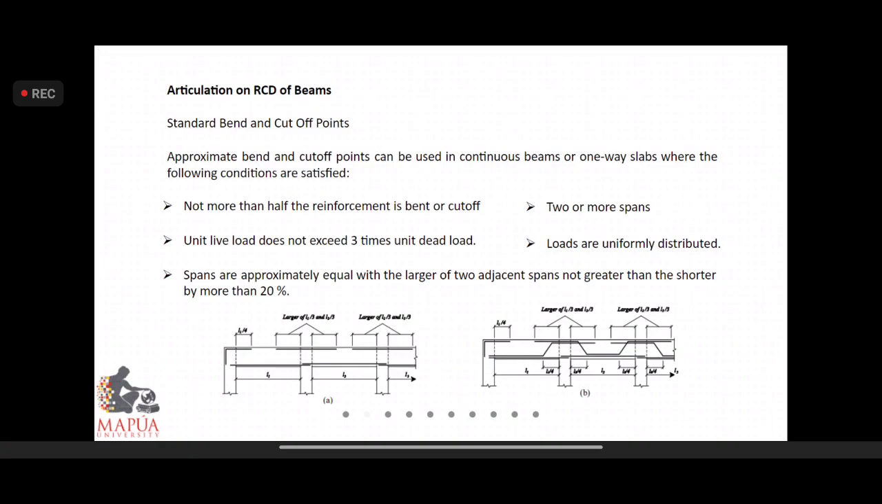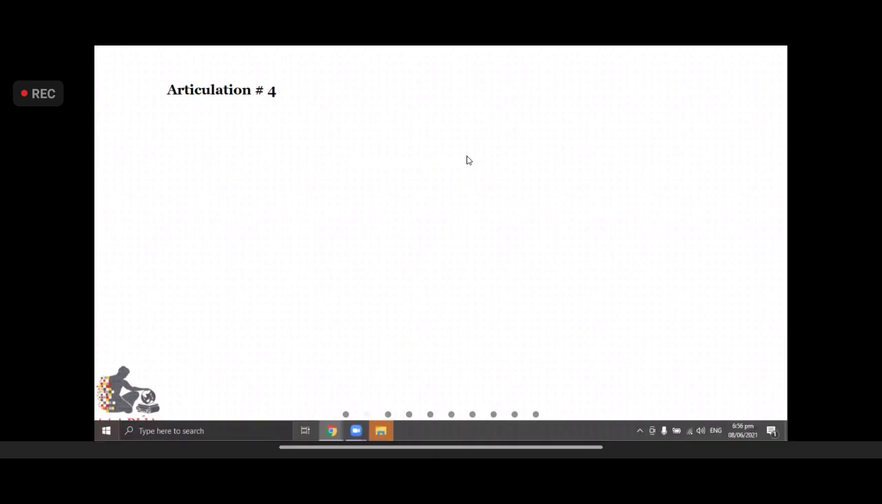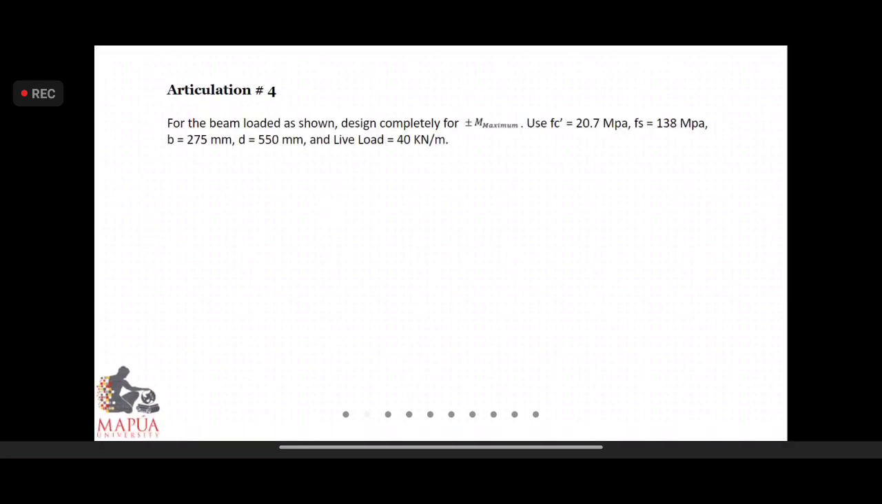Highly dependent on the situation of the internal effect of the induced loading. I'd like you to be adept with these figures here. Let's set up ourselves for the articulation number 4. For the beam loaded as shown, designed completely for positive and negative maximum, use the strengths 20.7 megapascal, 138 megapascal for concrete and steel respectively, dimensions 275, 550, live load 40.